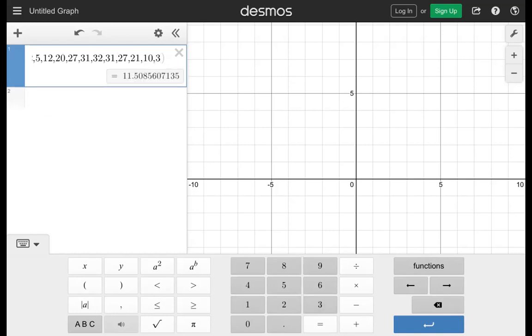Did I forget one? 5, 2, 5, 12, 20, 27, 31, 32, 31. Why are we so far off then? Because we got 11.02, right? Do you think that could be due to rounding? Seems like a lot. But go back here. What's that?